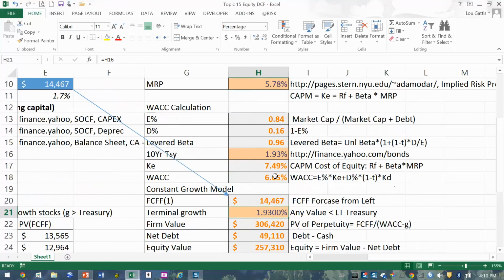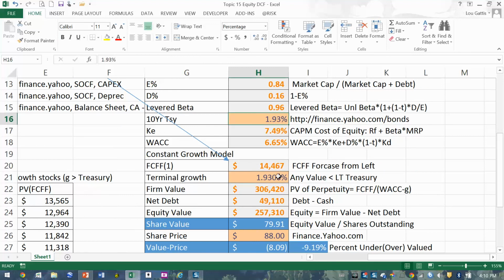I'm going to assume that a 10-year Treasury is a proxy for the long-term nominal growth of the economy. So I'm going to assume that Walmart just grows with the economy. I would never use more than the 10-year Treasury rate when talking about perpetual growth, because you couldn't have a firm grow perpetually faster than the economy. So if I take their $14 billion over K, my WACC minus G, Walmart should be worth $306 billion.